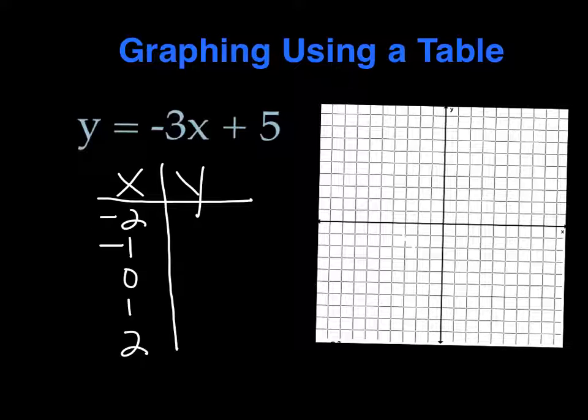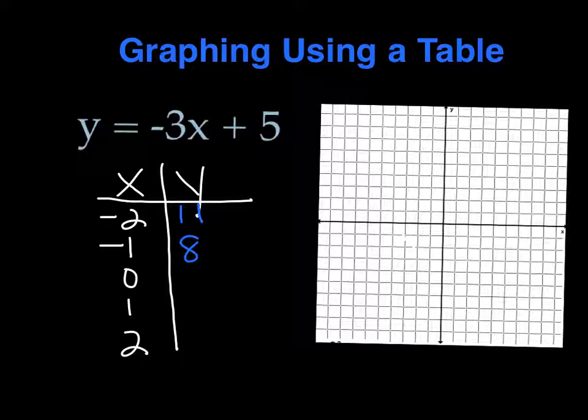I am going to go through and plug in each of these values into my equation and solve for y. So the first one, I'm going to plug in -2. And -3 times -2 is a positive 6. Plus 5 is 11. Next, I am going to plug in a -1. So I would take -3 times -1, which is a positive 3, plus 5 is 8.